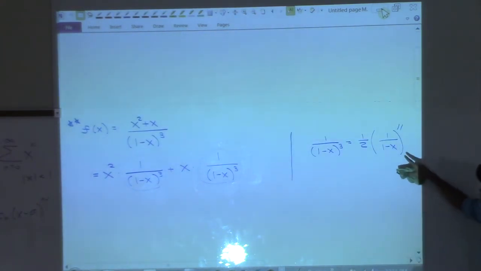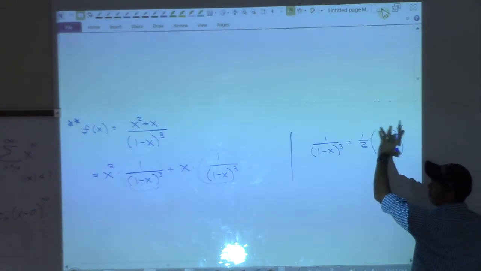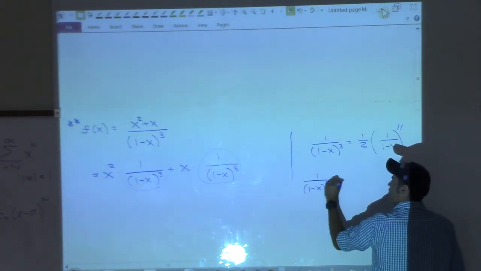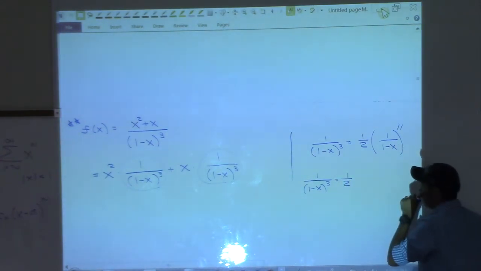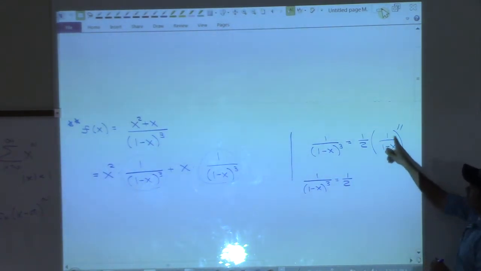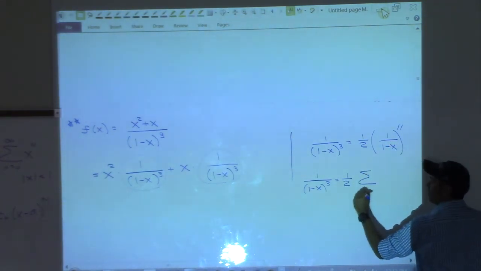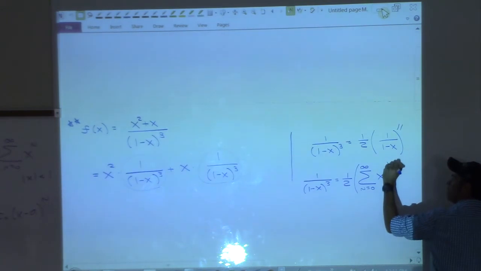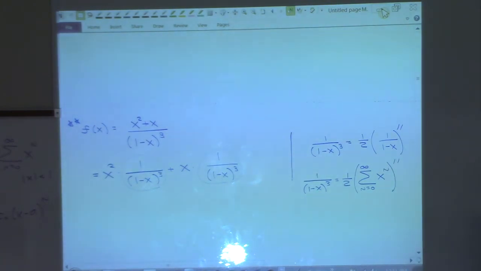Let me go and work with this. So here's what I'm going to work with right here. 1 over 1 minus x, that quantity cubed, equals half. Okay, let's just replace this. What's this right here? This. Sum n equals 0 to infinity of x to the n, right? But we need to take the derivative of that twice.